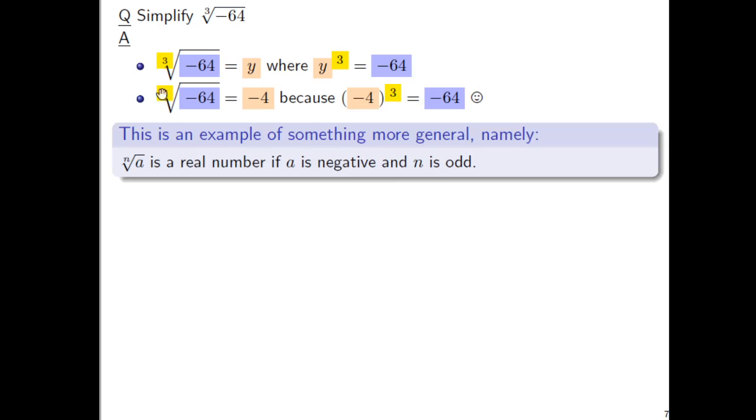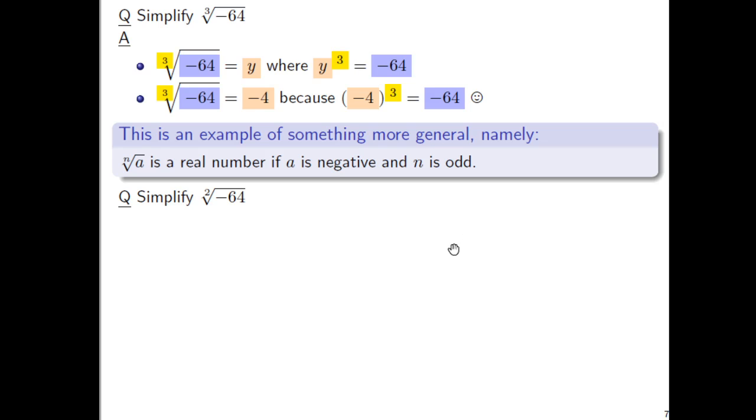What we're seeing in this Q&A is an example of something that happens more generally. So based on this one example, I hope you'll trust, or you can try out some more examples yourself. But the nth root of a is a real number if a is negative, the number inside the radical is negative, and n, the little number outside the radical, is odd.